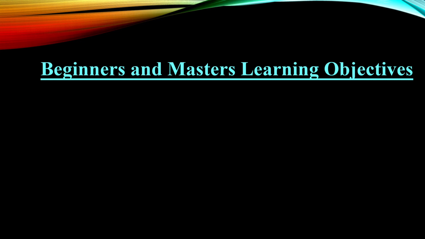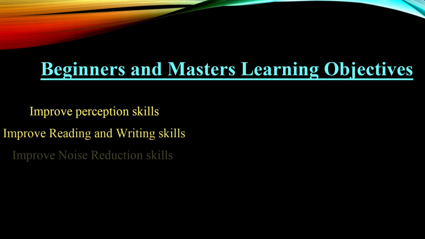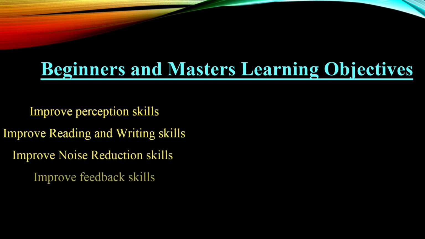The learning objectives for beginners are: improve perception skills so you can improve your information gathering abilities. Improve reading and writing skills to improve your message encoding and decoding abilities. Improve noise reduction skills so you can better adjust for biases. Improve feedback skills so you can improve your learning. And finally, improve your fundamental information processing skills. This includes improving your thinking skills and improving your information search skills.